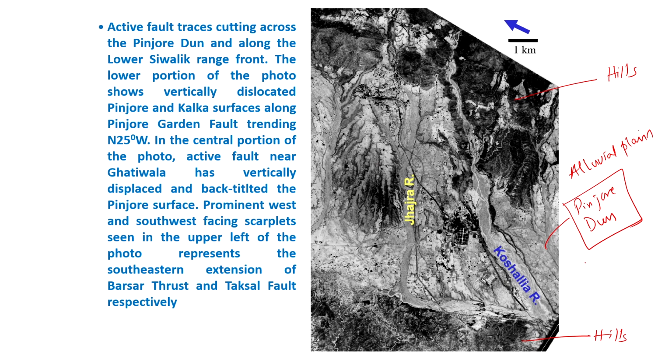So this Pinjore Dune is nothing but an intermountain valley, and these intermountain valleys, in local language, are termed as dune. So we have Dehradun, we have Son Dune, we have Pinjore Dune, similar like that.